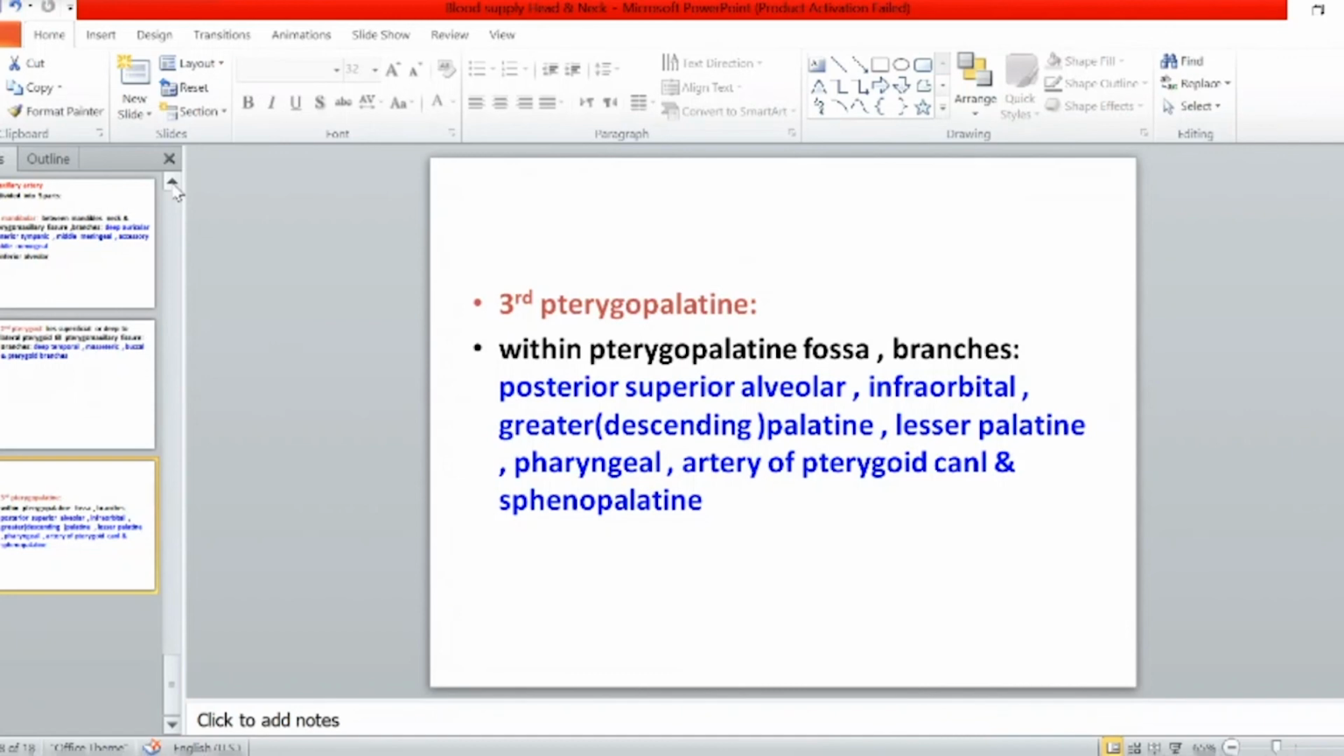I'll stop here today. Next week, we will study the details of the blood supply of the alveolar arch, that is the teeth. It is very important for you as a dentist. If you have any questions, do you have any questions? Anybody?